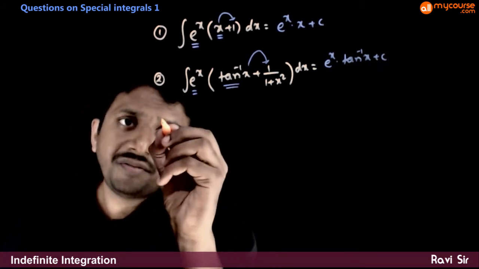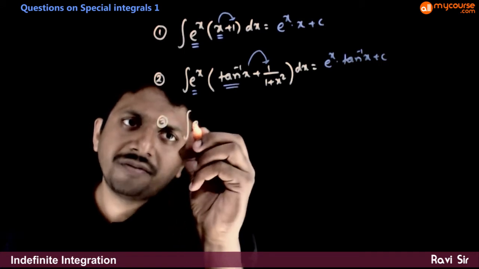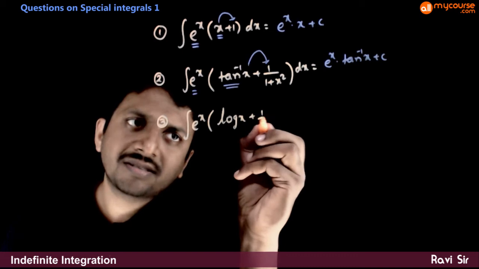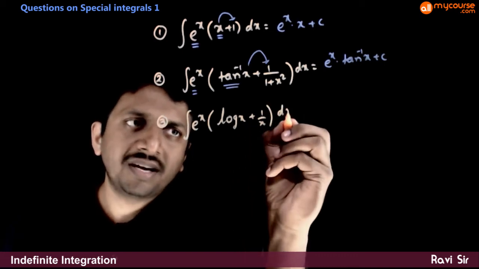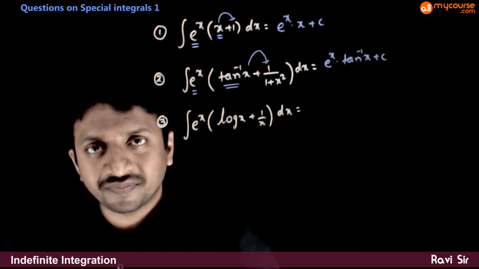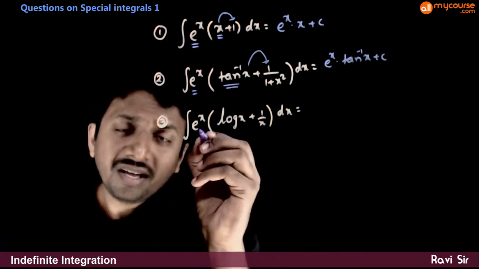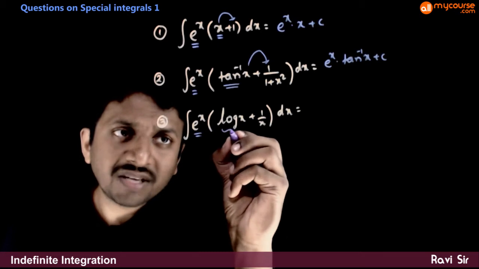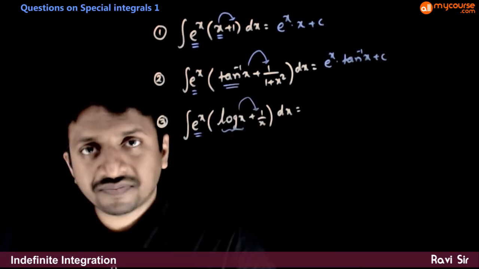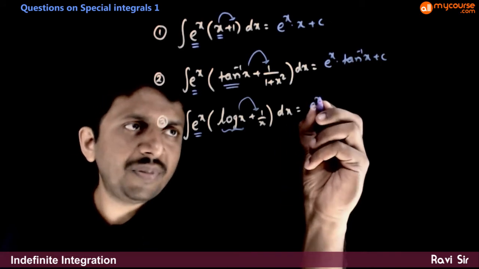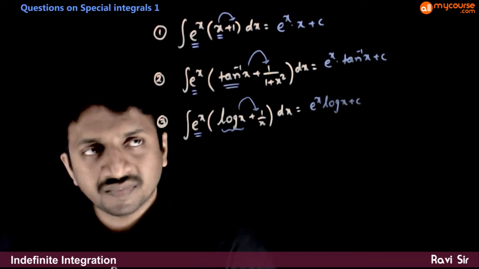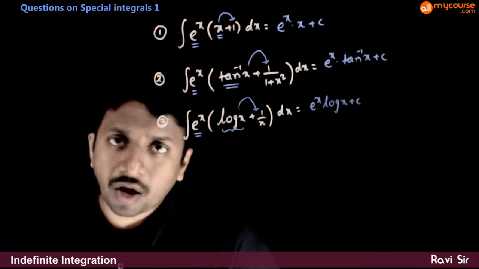Next, if you have integration of e^x times (log x + 1/x) dx. Now the question looks like e^x times some function of x. Here it is log x plus its differentiation. The answer is e^x times log x plus c. So e^x times log x plus c.